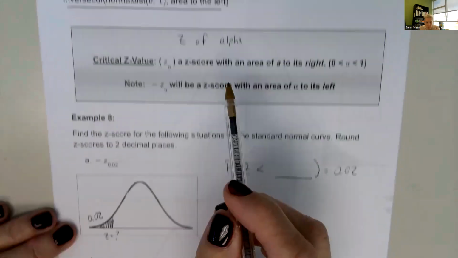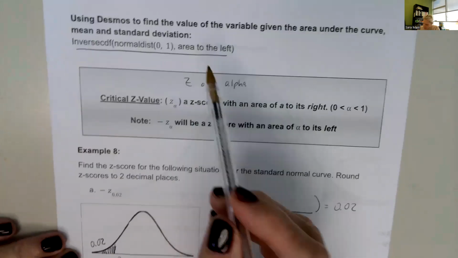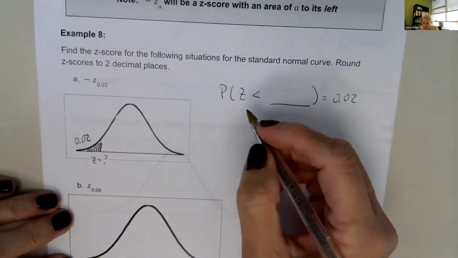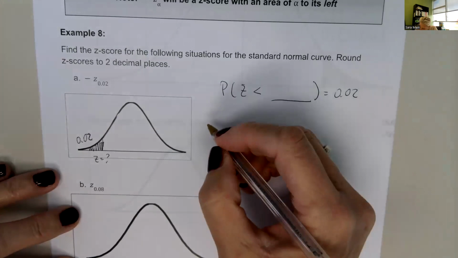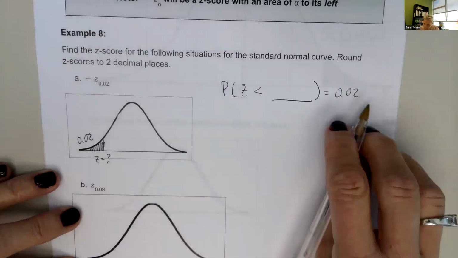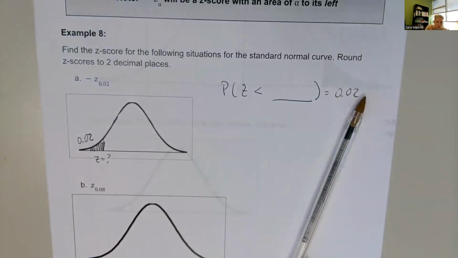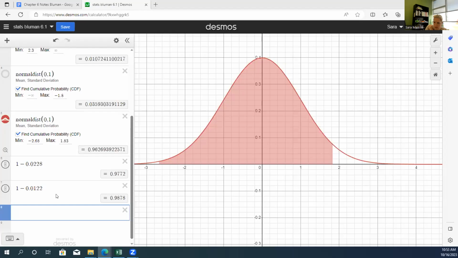And in Desmos, Desmos only accepts area to the left. So we are going to type the inverse CDF. Let's go to Desmos so you can see this. And example 8.